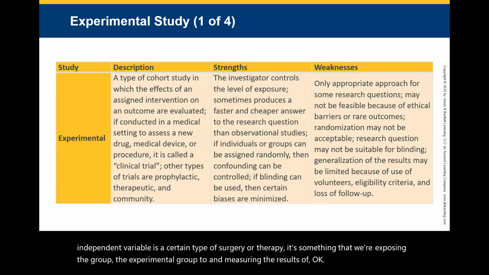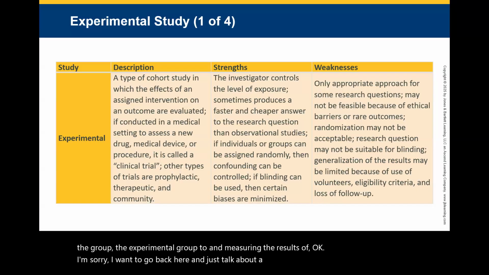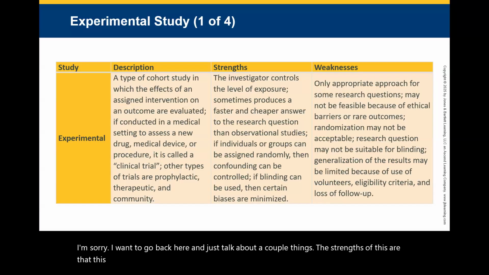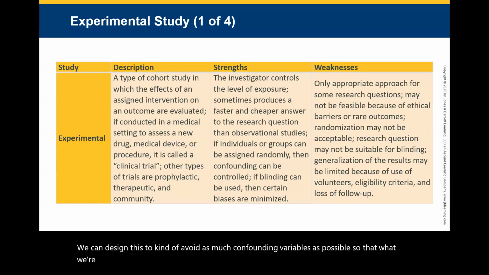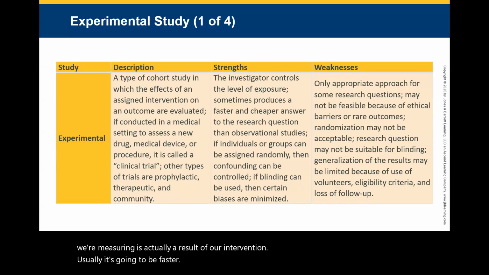I'm sorry, I want to go back here and talk about a couple things. The strengths of this are that it does allow us to start to explore a causal relationship. We can design this to avoid as many confounding variables as possible so that what we're measuring is actually a result of our intervention. And it usually is going to be faster than the observational studies that we've already been talking about.